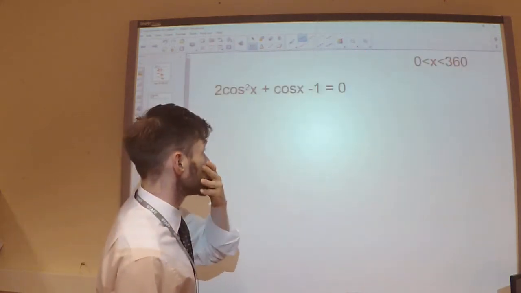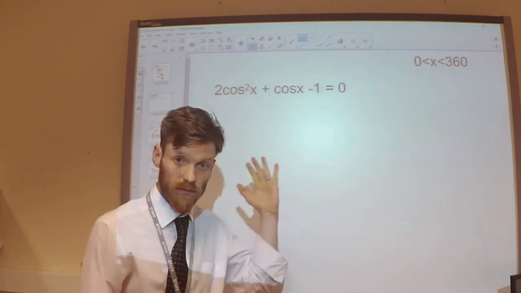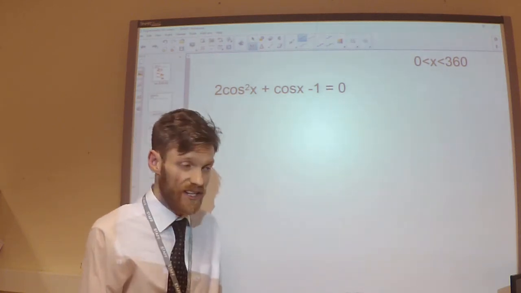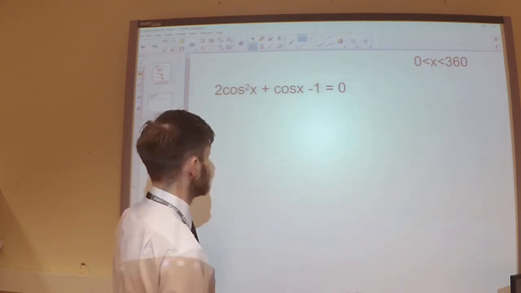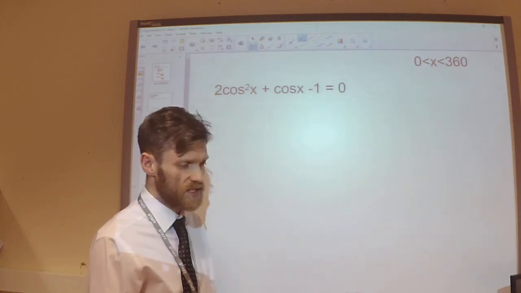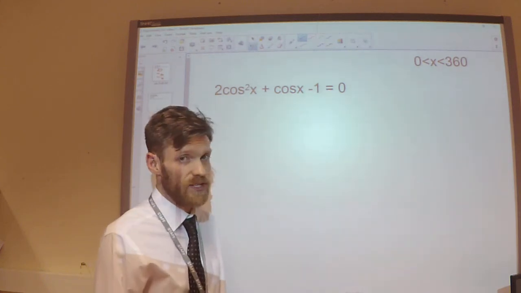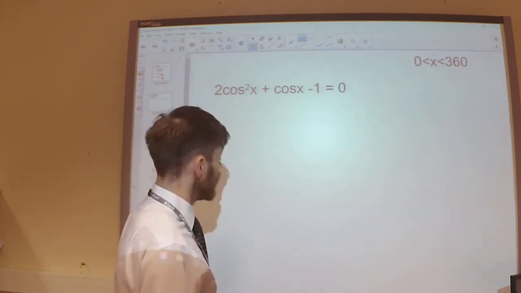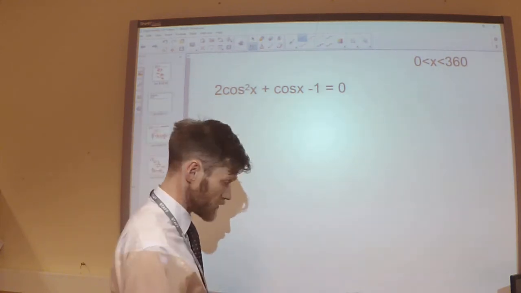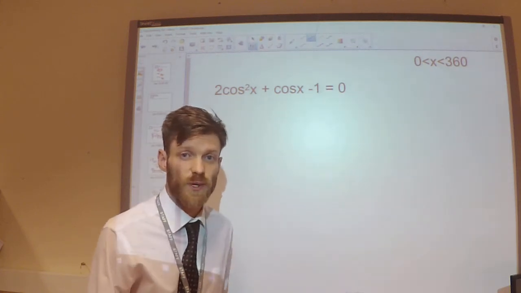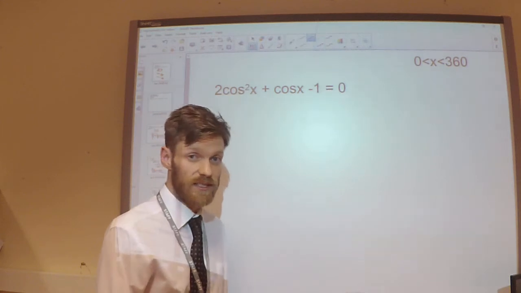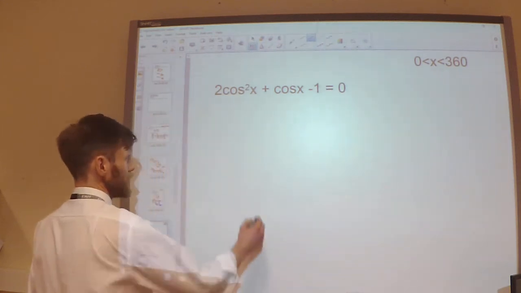Okay, last example. You can see here, again, I've just got a single trigonometric function. There's just the cos there. I don't have a mixture of functions. So even though it's more complicated than the previous examples, it's still a question similar to them. It just looks more complicated because it's a quadratic. But that's okay, because we know how to deal with quadratics. We've dealt with them throughout GCSE, so we know that we need to factorise a quadratic. So that's exactly what I'm going to do.